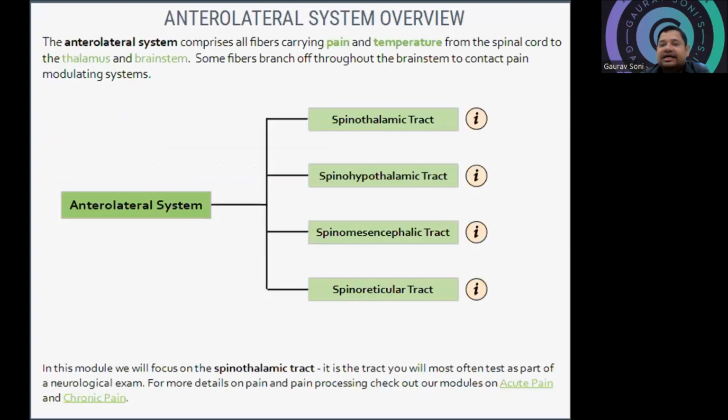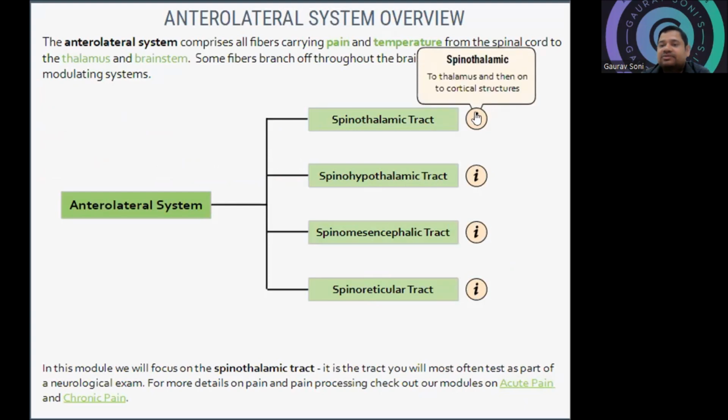First of all, we have to see the anterolateral system in an overview format. The anterolateral system comprises all the fibers which carry especially pain and temperature sensation from the spinal cord to the thalamus and brainstem. Some fibers branch off through the brainstem to contact the pain modulating system. You can see there are four components: spinothalamic, spinohypothalamic, spinomesencephalic tract, and spinoreticular tract.